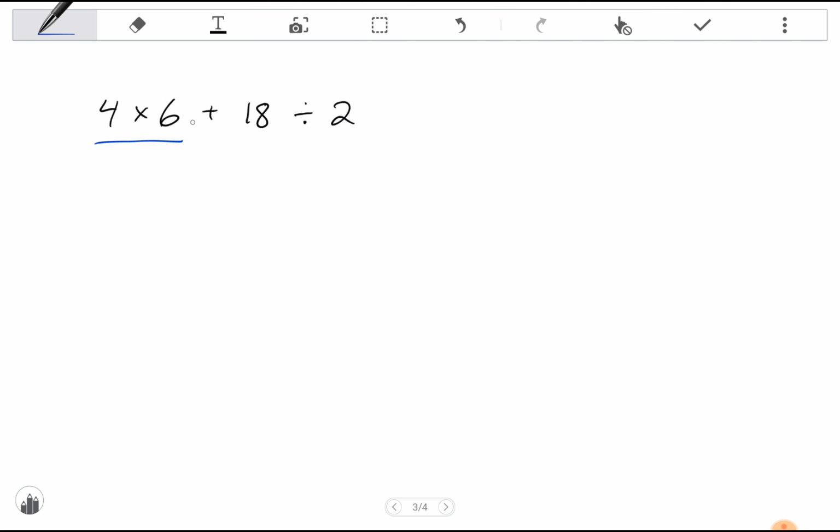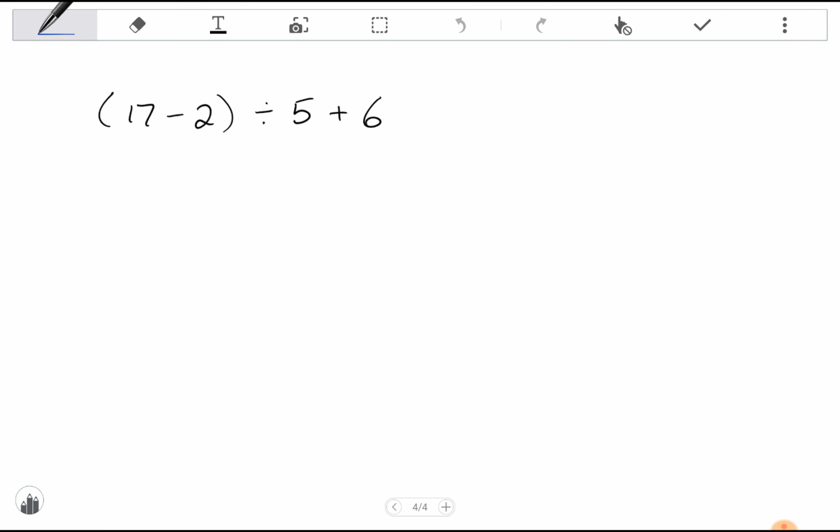Multiplication is first, so we work that out. 4 times 6 is 24. Then we write out the rest, plus 18 divided by 2. Now on this line we have an addition sign and a division sign. Division is done next because it comes before addition. 18 divided by 2 is 9. Then we write out 24 plus. This is our last operation, so we underline 24 plus 9, and that gives us 33. There's the answer to our question.